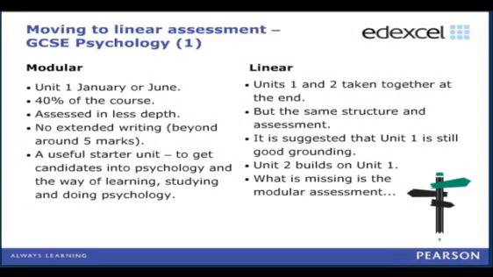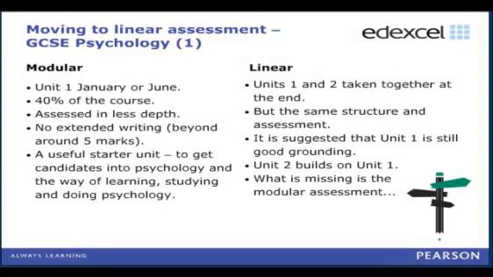On the left is the modular, and on the right, the linear. Modular then, Unit 1, January or June, 40% of the course, assessed in less depth than Unit 2. By that I mean it hasn't got the extended writing. I've put there, no extended writing, around 4 or 5 marks perhaps, but longer than that there won't be, not on Unit 1. It's a useful starter unit, and that's what it's there for. The depth is the same, but there's 2 topic questions instead of 3, so there's not so much to learn.